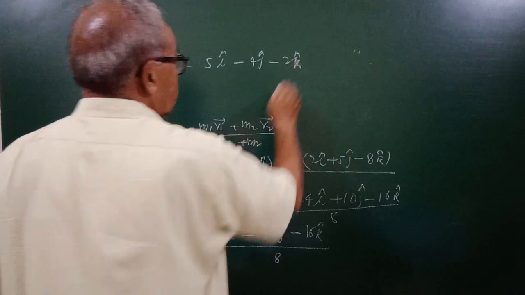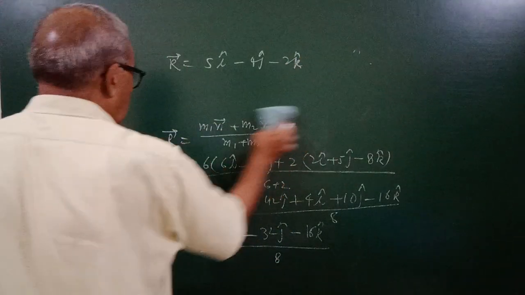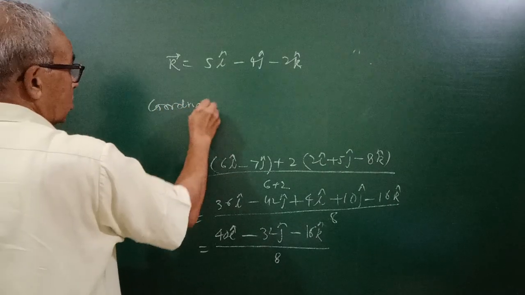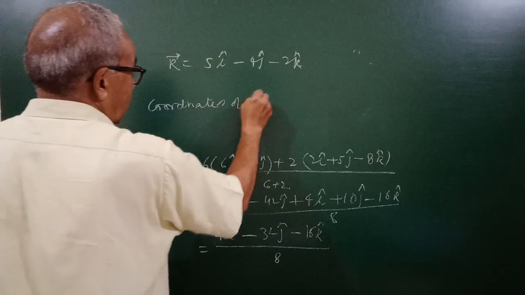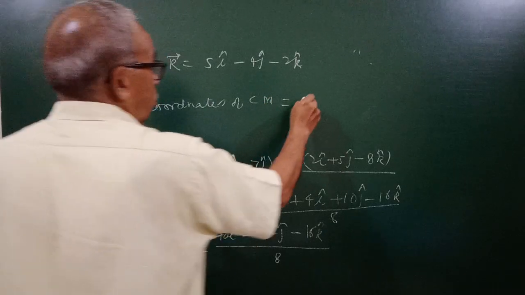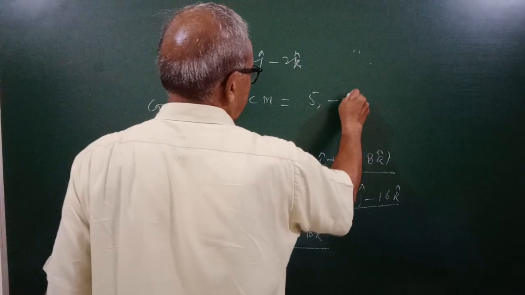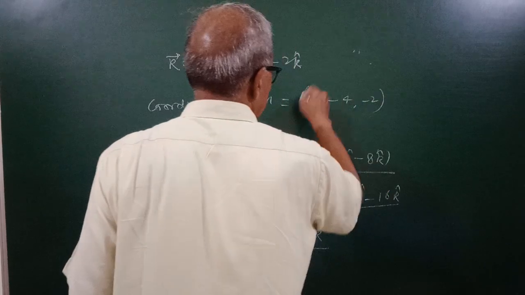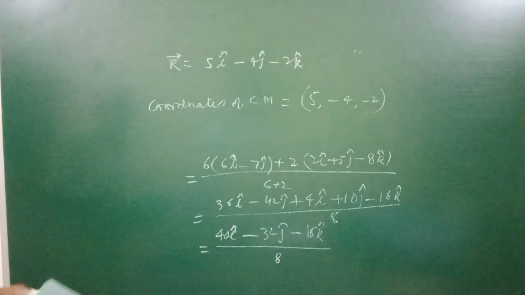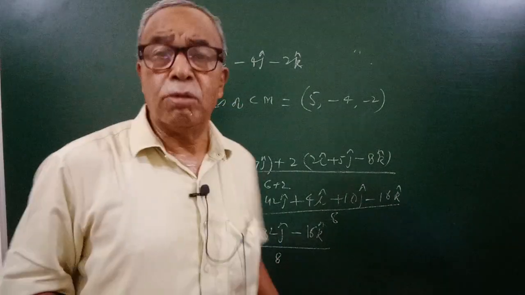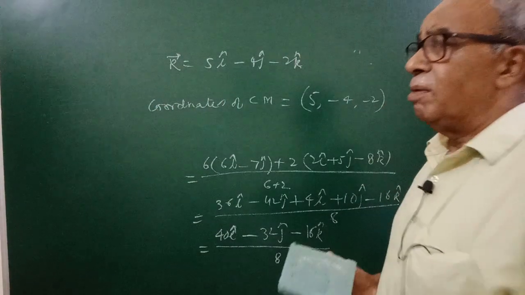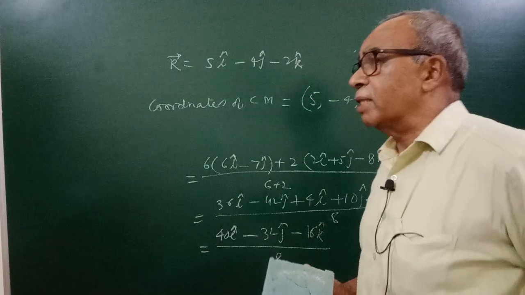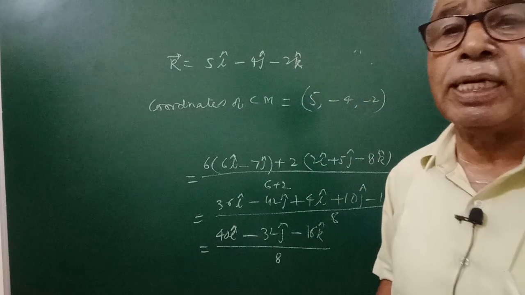This is the position vector of the center of mass, and hence the coordinates of the center of mass are 5, minus 4 and minus 2 units. I know very well that if x, y, z are the coordinates of a position, then the position vector becomes x i cap plus y j cap plus z k cap.